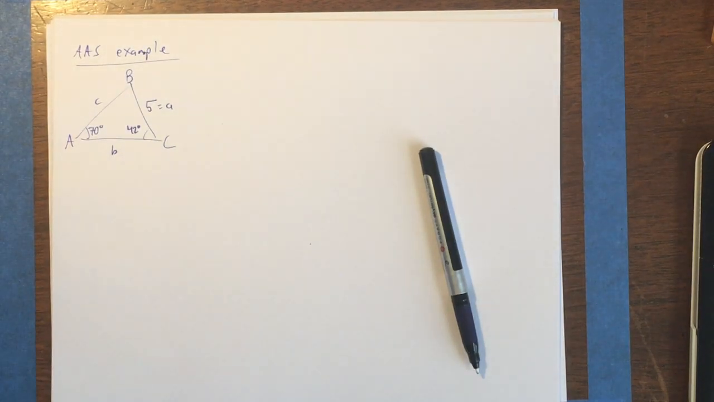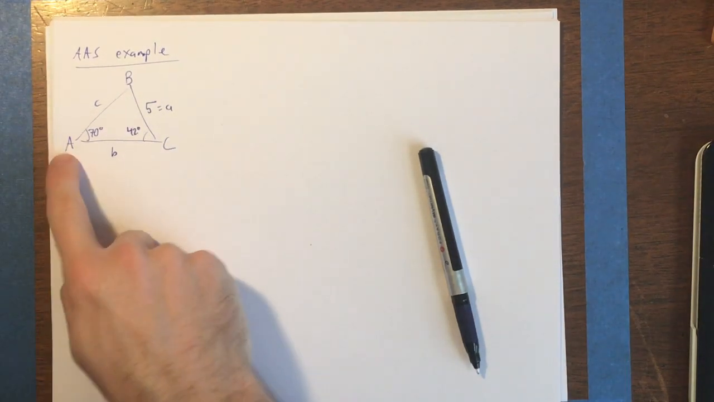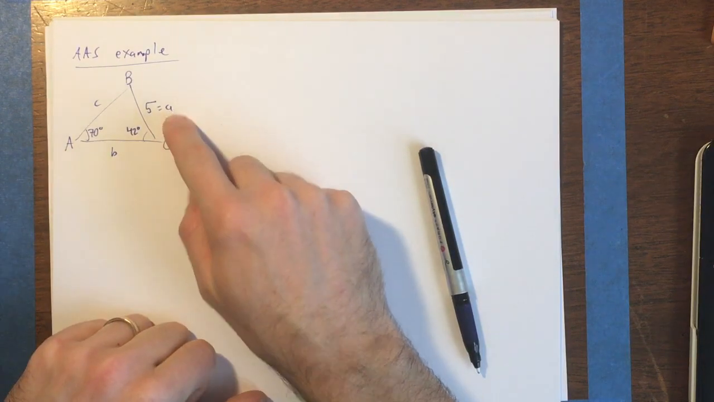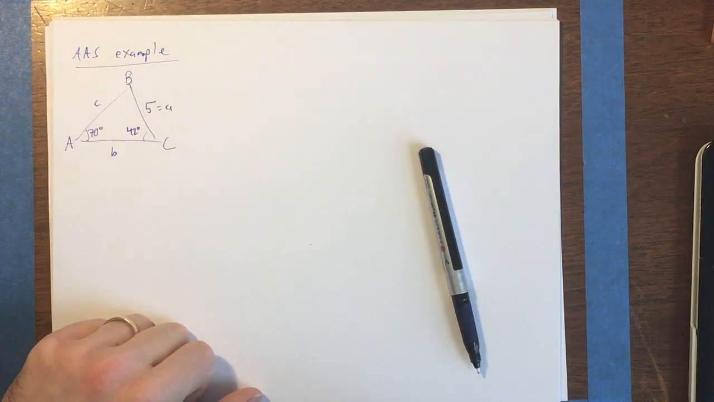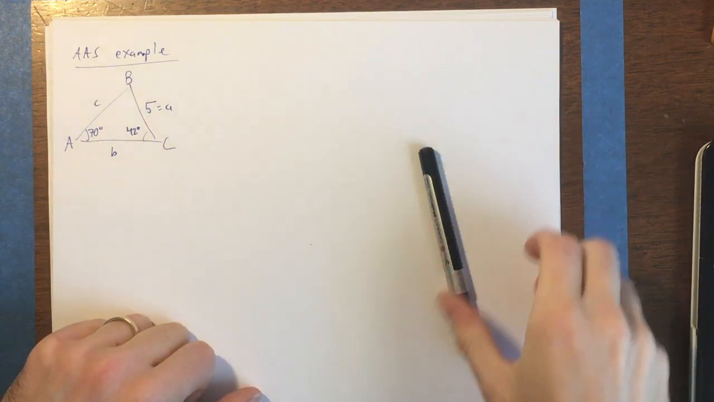All right, here's an angle-side example. In this example, we know angles A and C, and we know side A, okay? So what we want to do is solve this triangle.